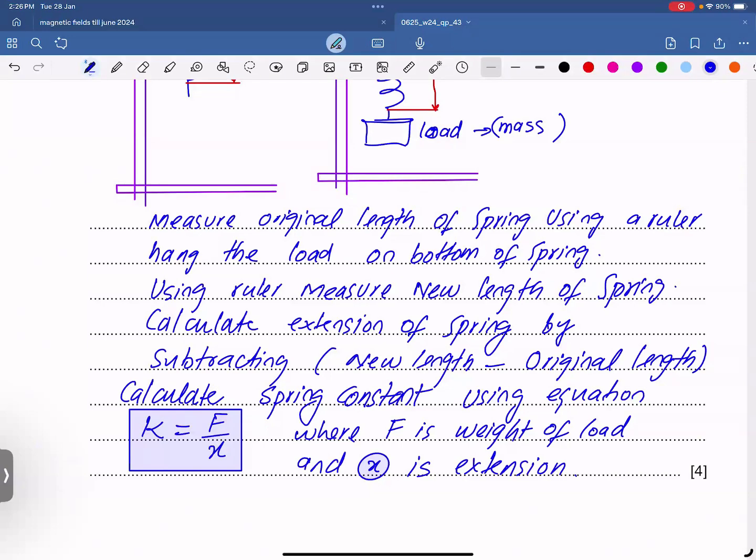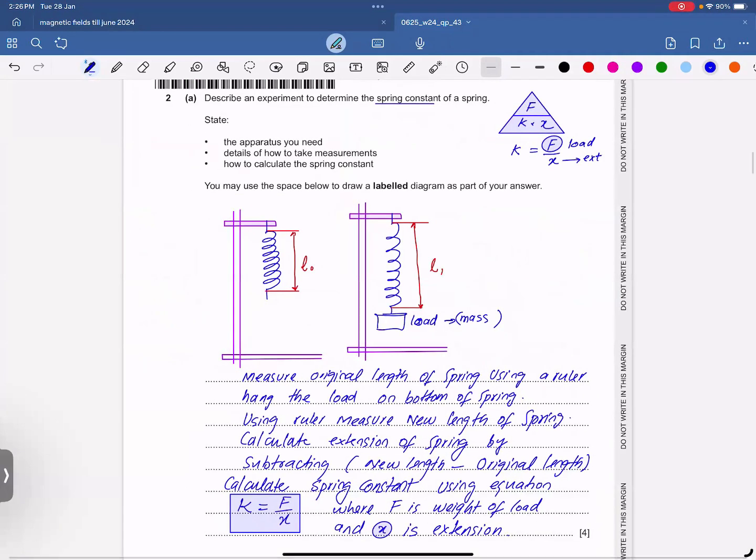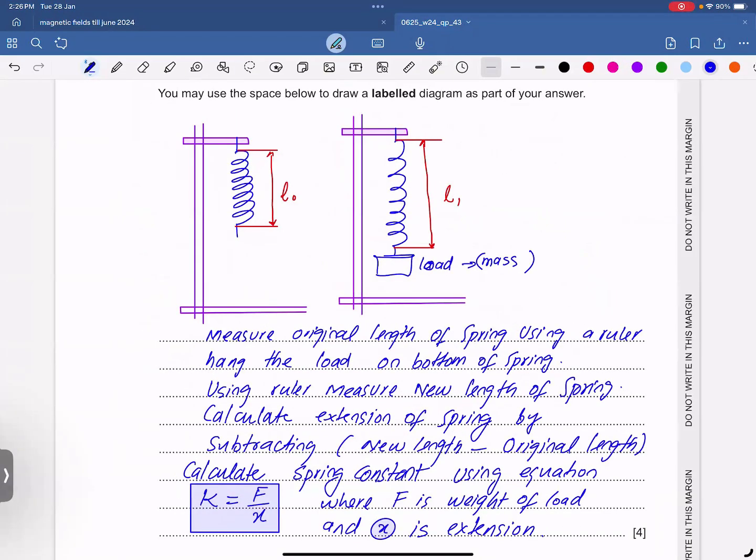As they told you, you must describe the experiment, label the diagram, apparatus, details. Okay, this is perfect. So this is going to give you 4 marks. Each and every point I have written for you. If you have a question, you can ask me, my dear students. We proceed to the next part.